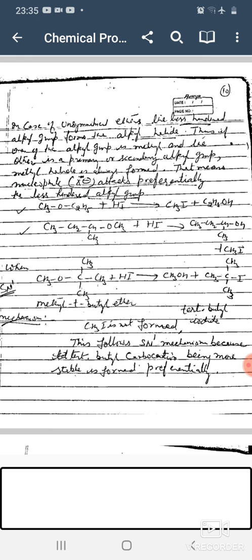SN1 mechanism: methyl tertiary butyl ether reacts with the HI, it gives the methyl alcohol plus tertiary butyl iodide. CH3I is not formed. This follows the SN1 mechanism because the tertiary butyl carbocation, being more stable, is formed preferentially.